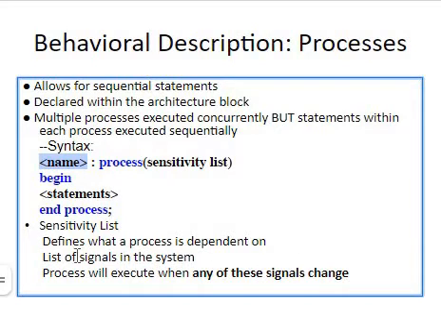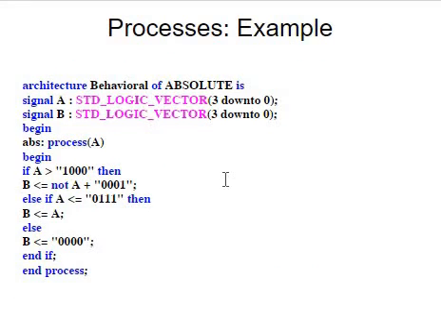The sensitivity list defines what a process is dependent upon, the list of signals in the system. That is, the sensitivity list will contain the list of signals in the system. The process will execute when any of these signals changes. So this is an example of a process statement.